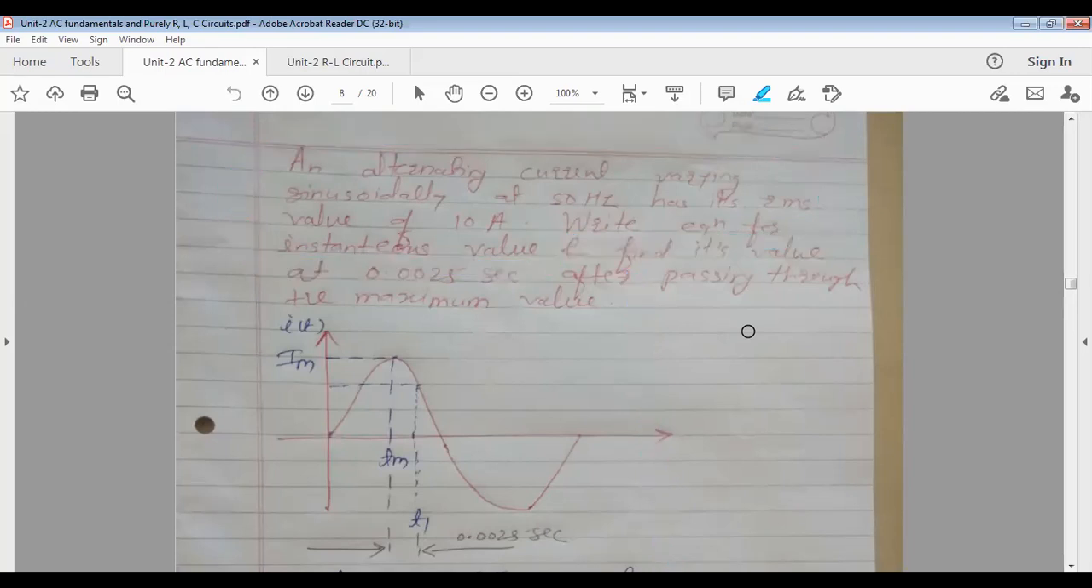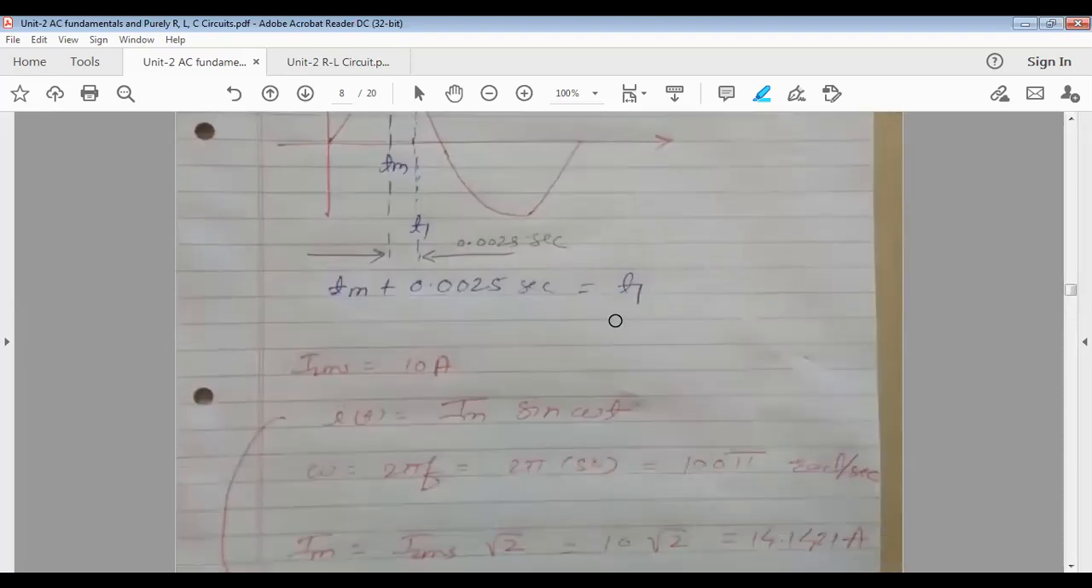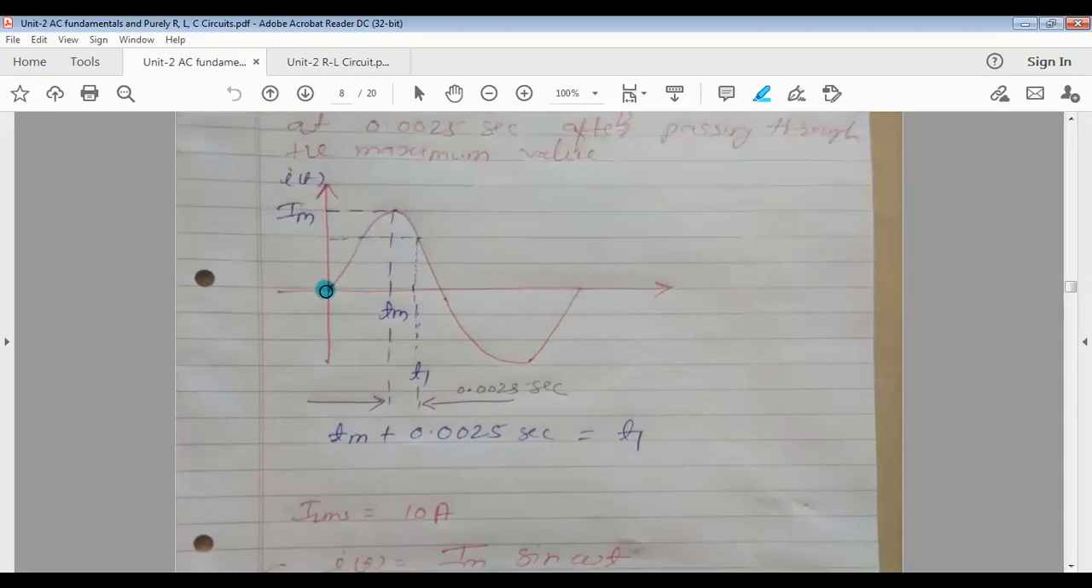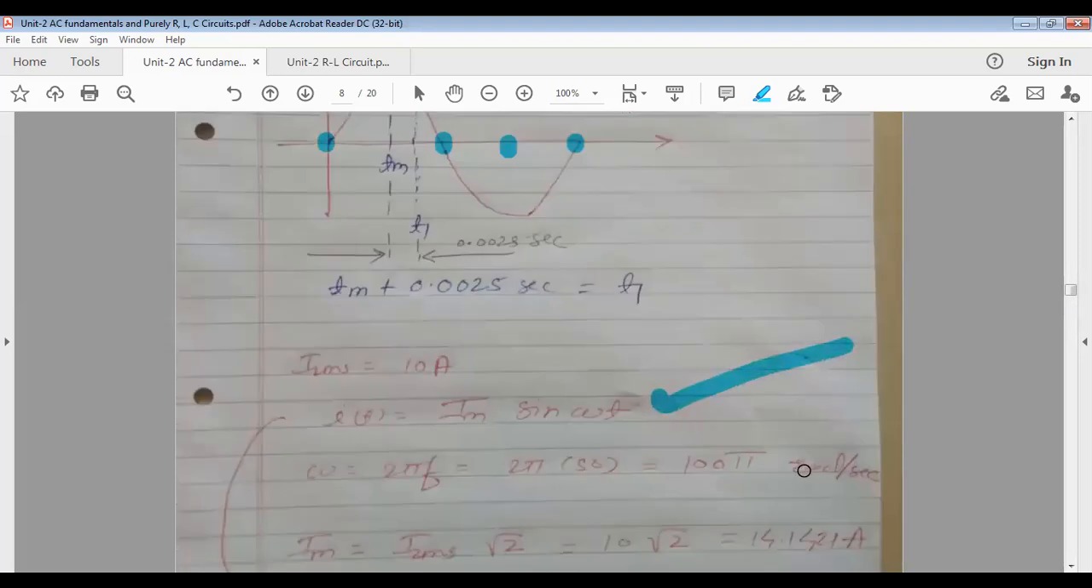So can you calculate omega? What is the formula of omega? 2 pi f. So frequency 50 Hertz is given. See, I of t is Im sine of omega t, the standard instantaneous current equation. The waveform starts from origin, first positive peak at 90 degree, at 180 degree zero value, at 270 degree negative peak, and then zero at 360, isn't it? So it's I of t equals Im sine of omega t.